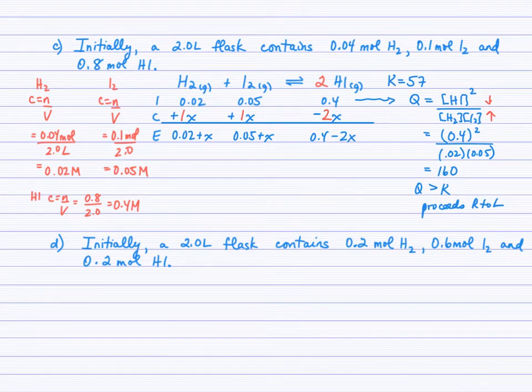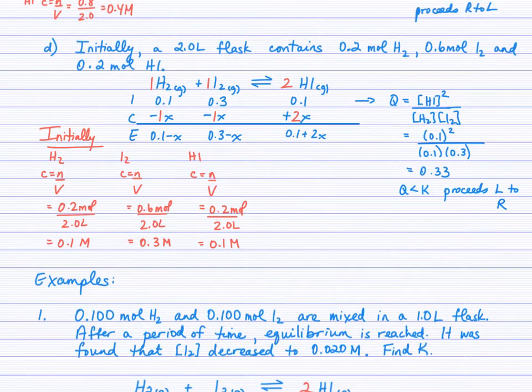Okay, so that was some practice there. Now try part D, it's the last one of building the ice table, and apply the same concepts, just what we did in C. Okay, so you can check your work. I started off with the equation, set up the ICE, did the initial concentration calculation, 0.1, 0.3, and 0.1.